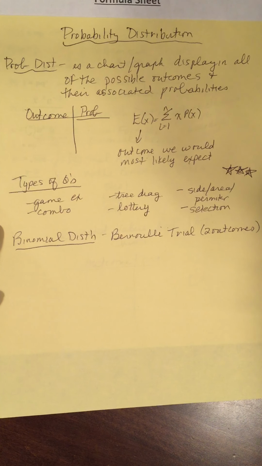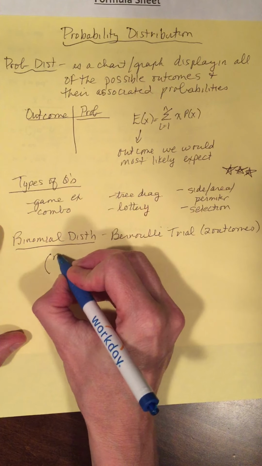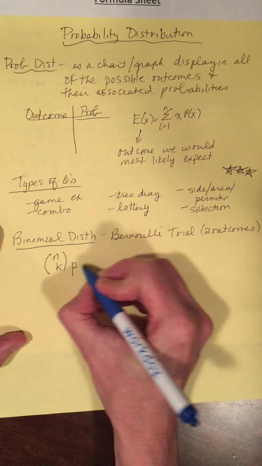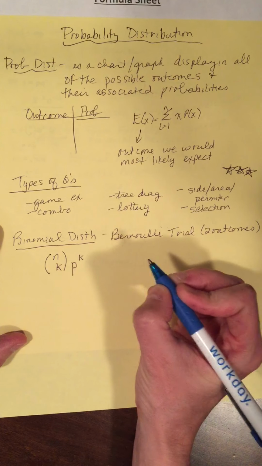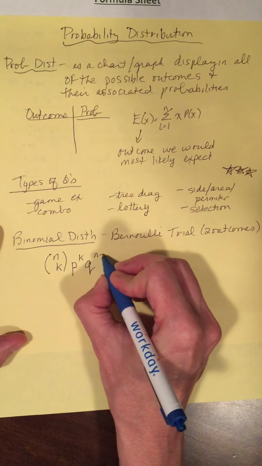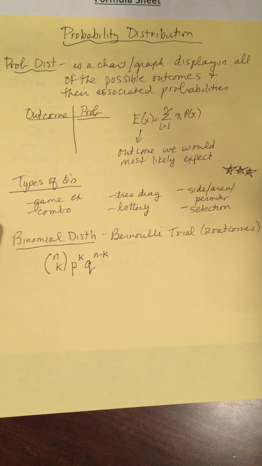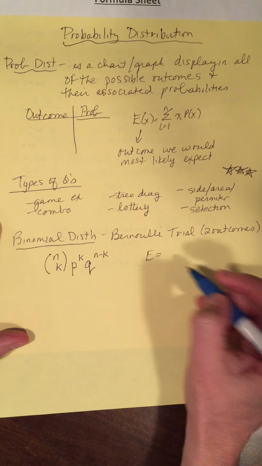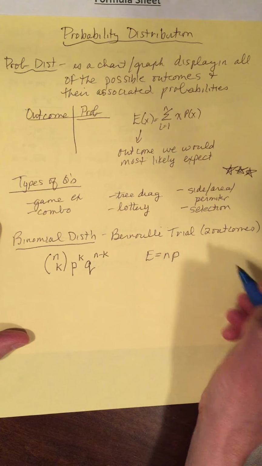Remember, I said that I don't have the call letters memorized. I have the words memorized. Number of trials to number of successes. Probability of success to the number of successes. Probability of failure to the number of failures. That's your Bernoulli formula.